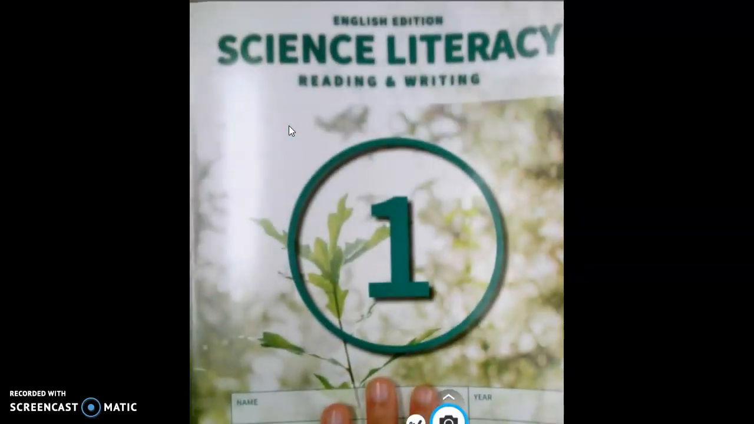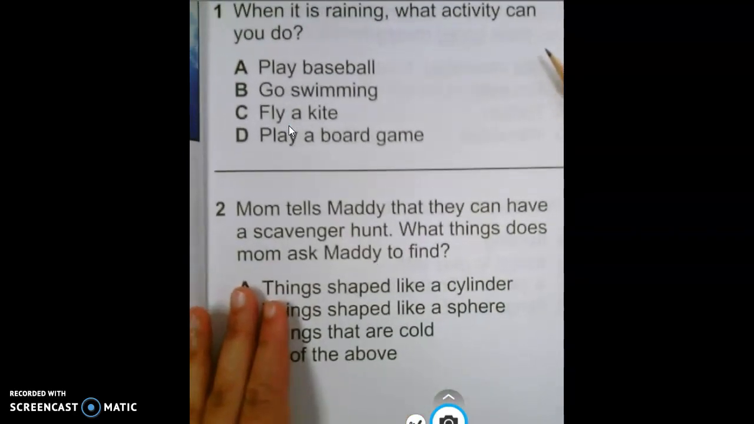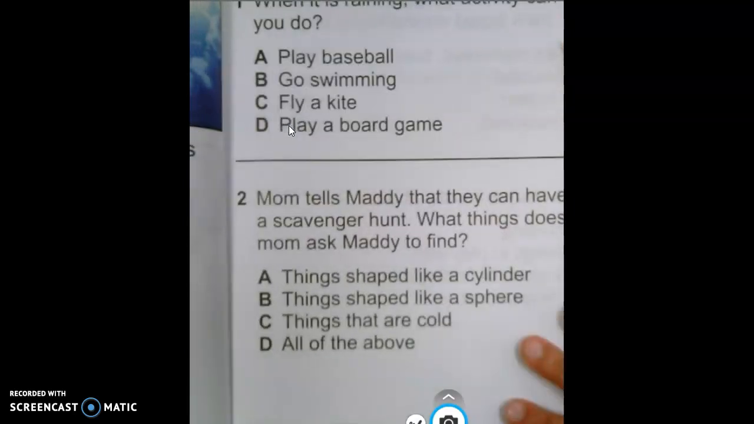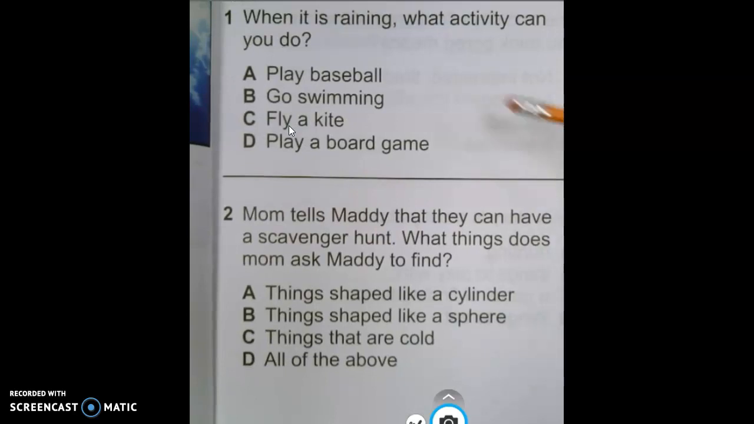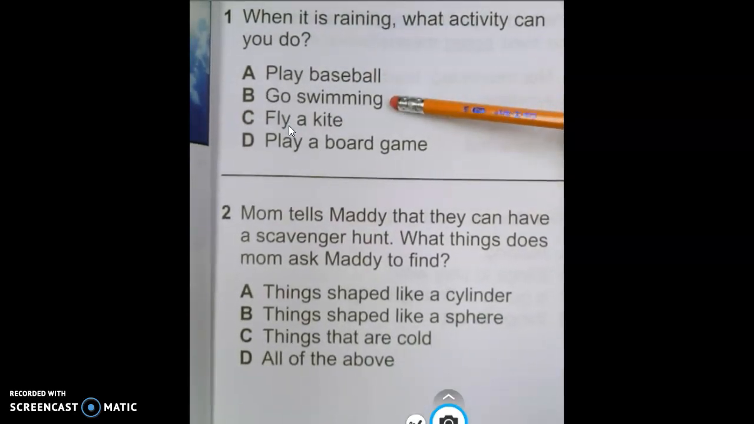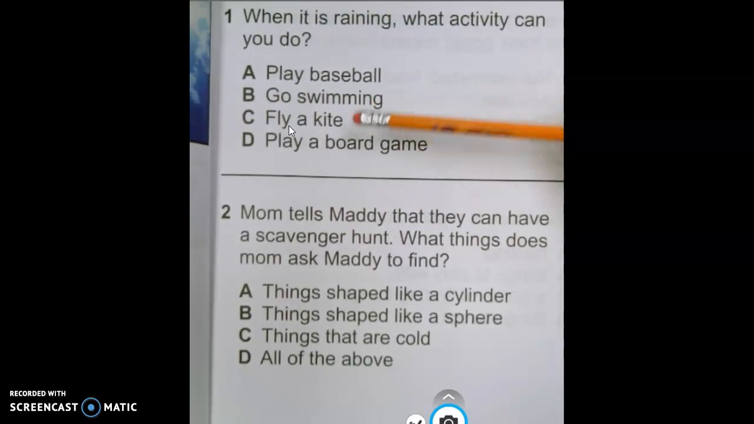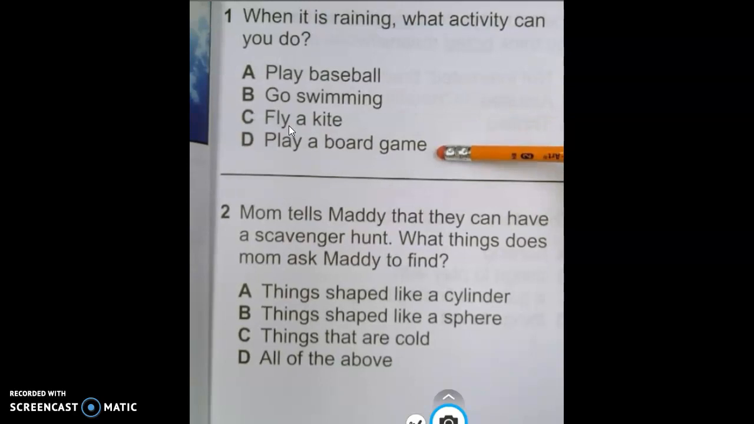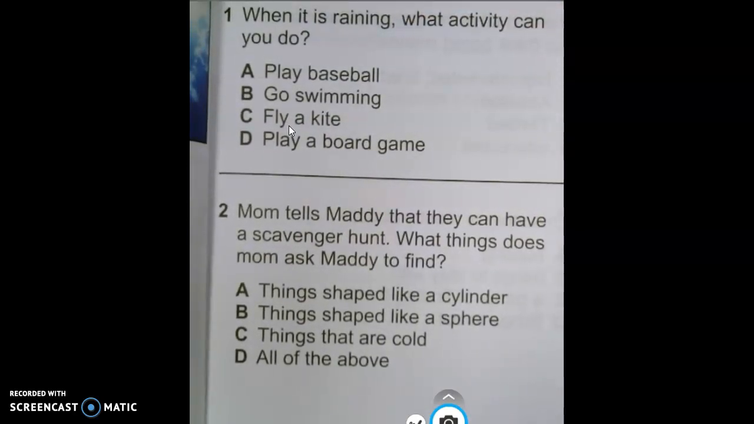Green workbook that says reading and writing. We're on page 7. Okay. So number 1 says, when it is raining, what activity can you do? A, play baseball. B, go swimming. C, fly a kite. D, play a board game. Again, this is when it's raining, so think about it.